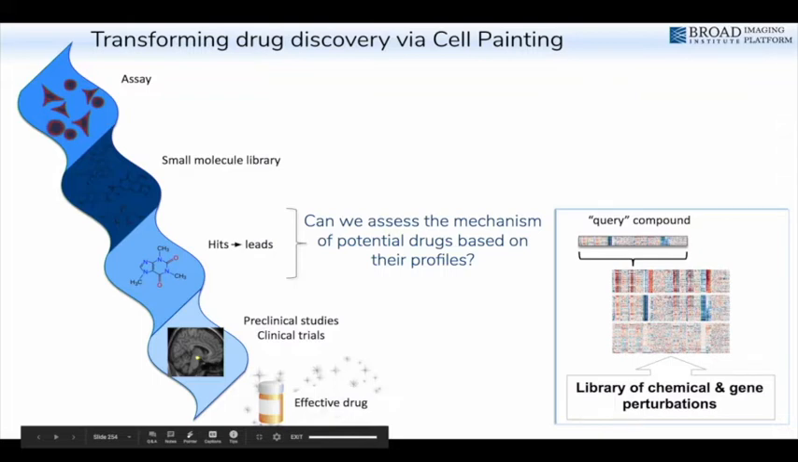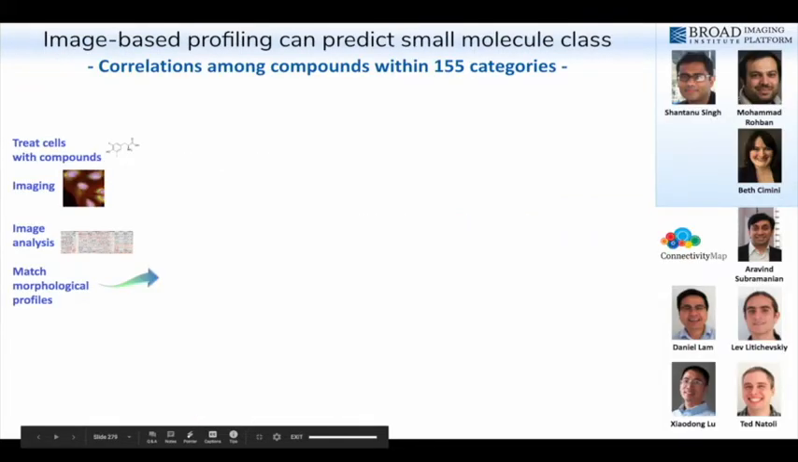So if we have this query compound, one thing we can do is treat cells with it, take their pictures, and extract these profiles, and then look them up against a library, a lookup table of existing chemical or genetic perturbations, and see if they match. This strategy has been adopted for a few years in several pharma companies where they use this routinely to look up drug activities. But I wanted to show a piece of data that is new and unpublished and pretty exciting for those of you who, everyone in this room, I'm guessing, loves images and thinks they're a great data source.